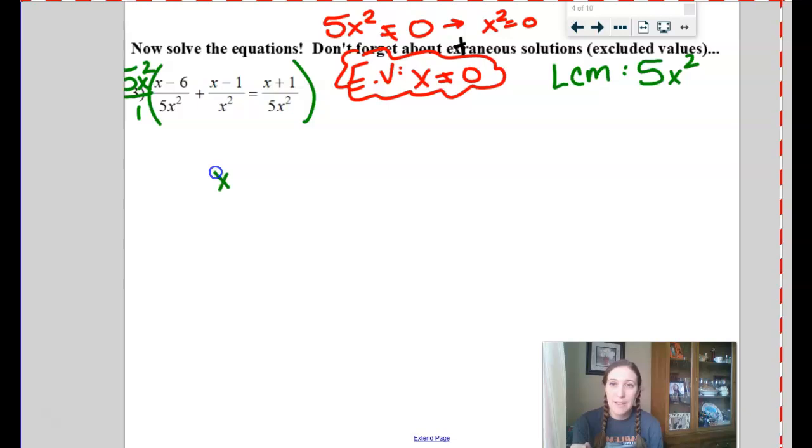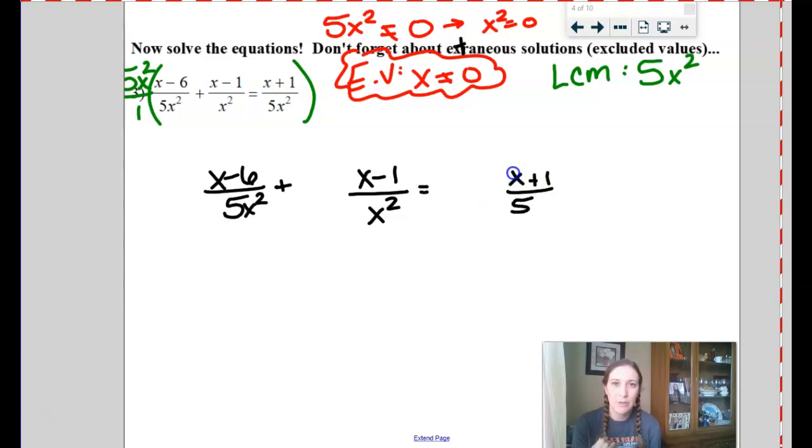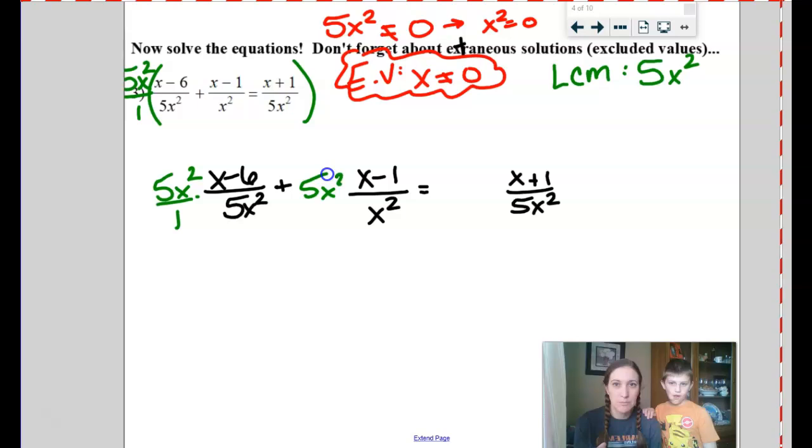So we have x minus, whoops, wrong color. We have the original problem, x minus 6 over 5x squared plus, and then leave some space here. We have x minus 1 over x squared equals, leave some space here. We have x plus 1 over 5x squared. And then in front of each of those terms of the equation, we're going to multiply by the 5x squared over 1. And this is going to look really messy, but we'll make it better in a minute.